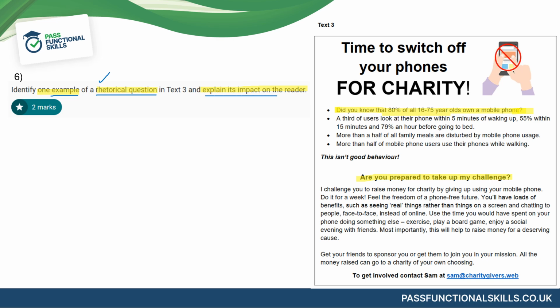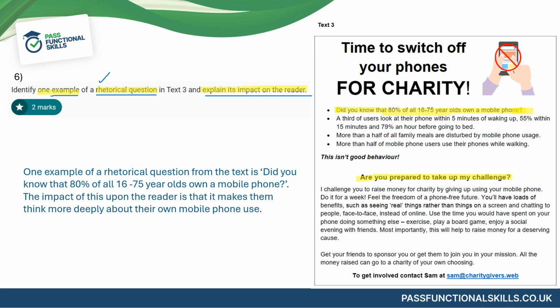Then we need to explain its impact on the reader for our second mark. So this is where our effects knowledge comes in, our knowledge of the effects of language techniques. If we have a look in the model solution, the example that they've given is, "Did you know that 80% of all 16 to 75-year-olds own a mobile phone?" for their first mark. Then they've explained the impact on the reader: it makes them think more deeply about their mobile phone use, for 1 mark.